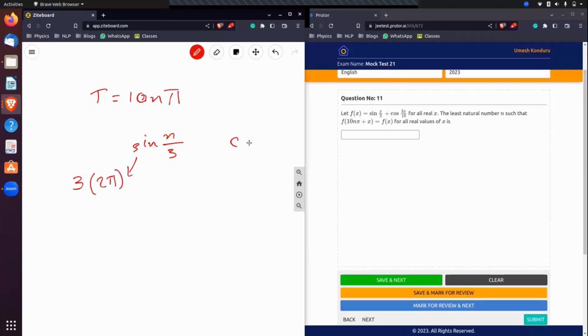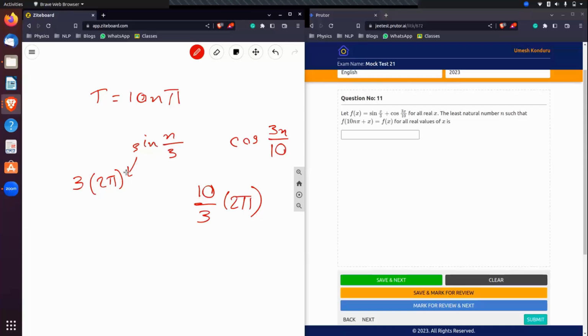And then for cos 3x by 10, it's been shrunk by a factor of 3. So the time period is going to be 10 thirds times 2 pi. So now we want the entire function to repeat, right?